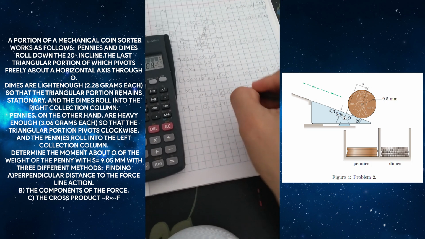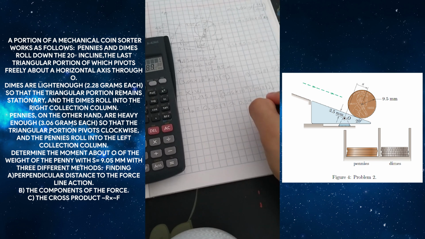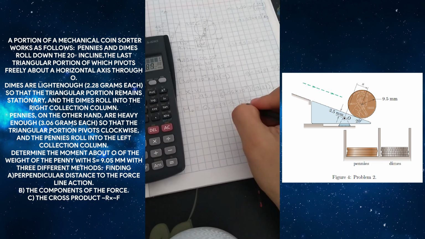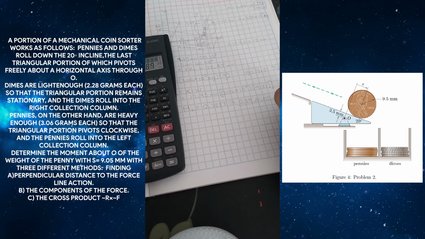The moment is 0.3887, that is approximate 0.39 newtons millimeters, and clockwise direction.